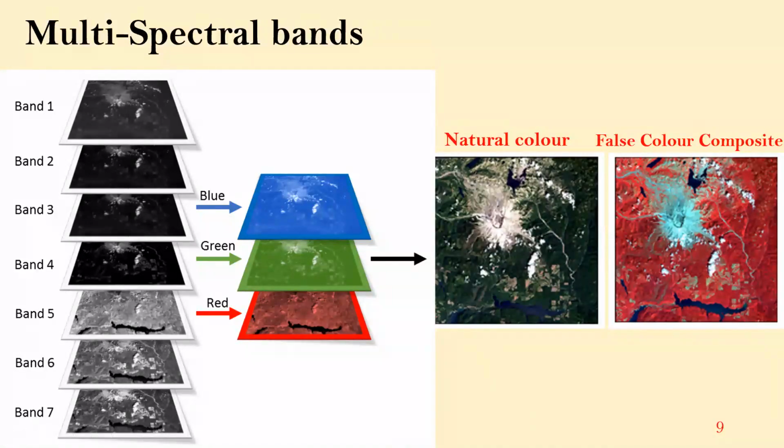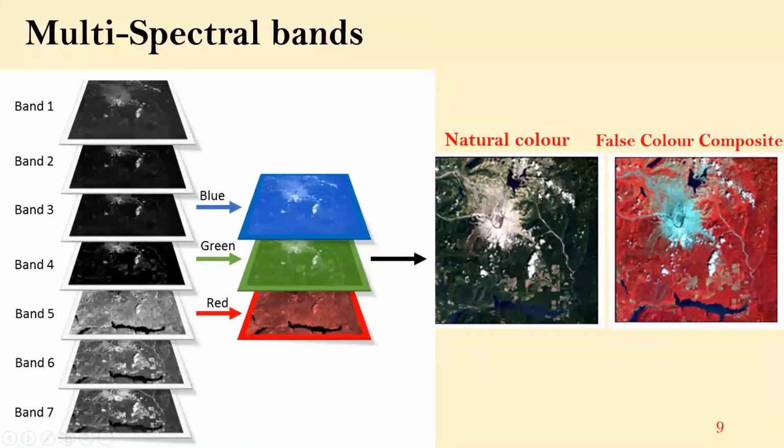For example, the blue band is from 0.4 to 0.5 micrometers, the green is 0.5 to 0.6 micrometer, and red is 0.6 to 0.7 micrometer. So by stacking these 3 bands together, we are able to make out the natural color composite. As you can see, this natural color composite shows water bodies, vegetation, and other Earth surface features.